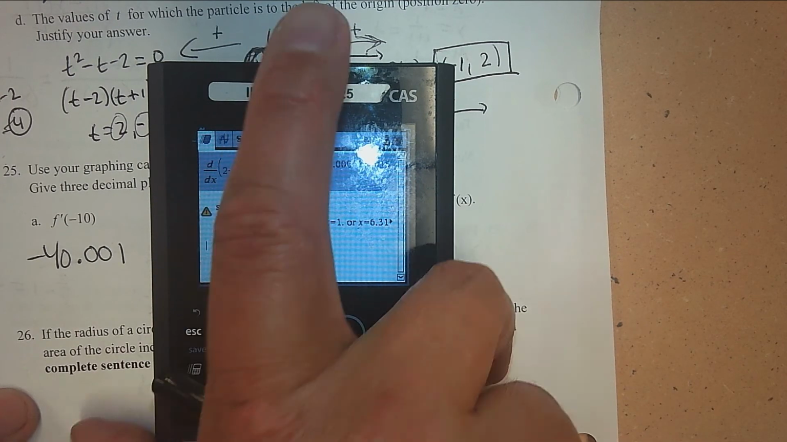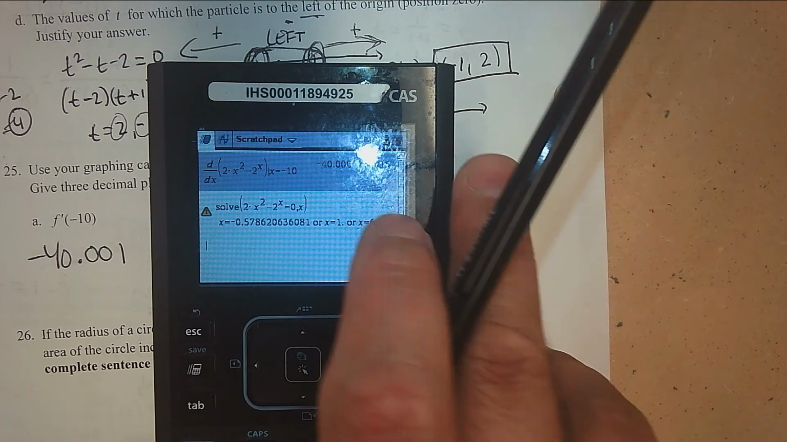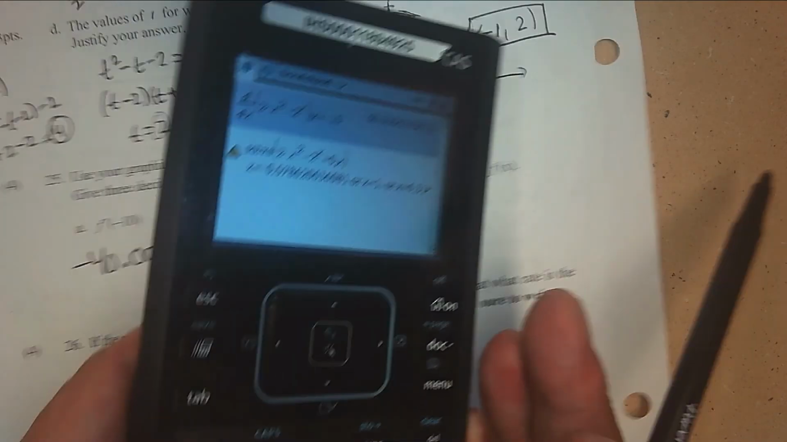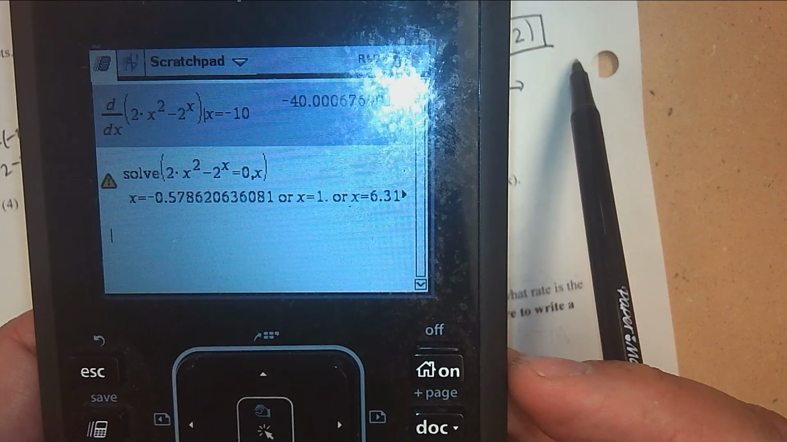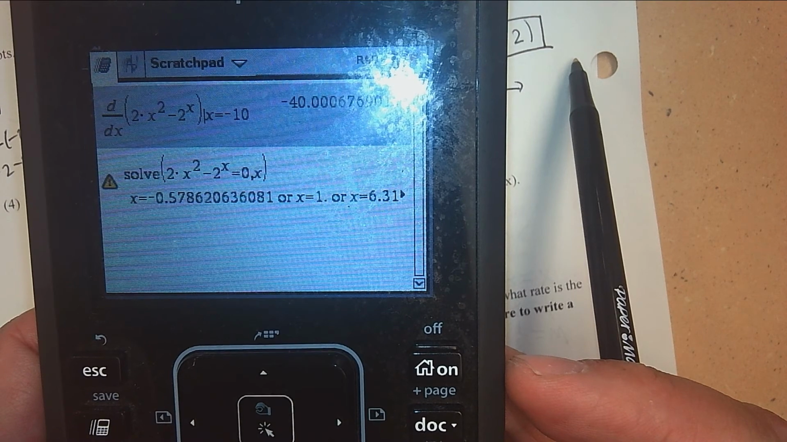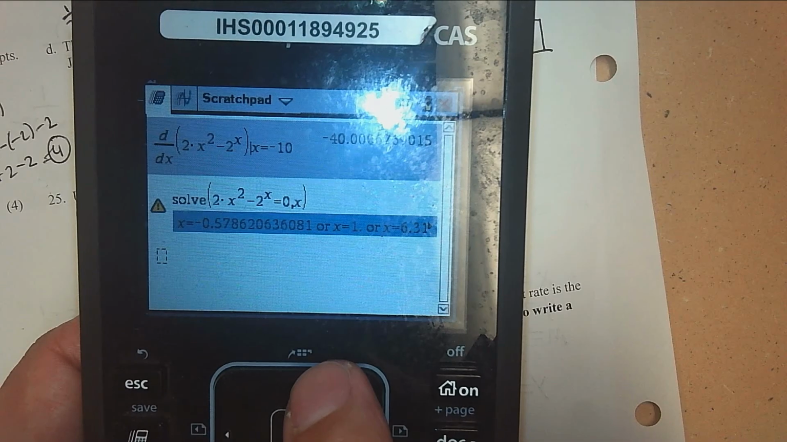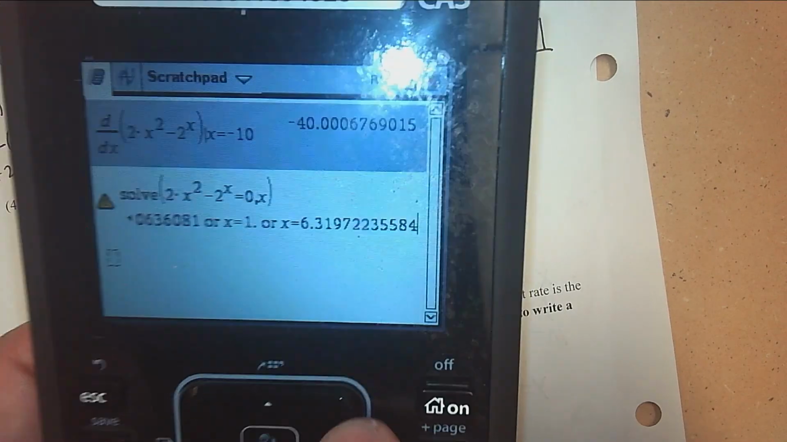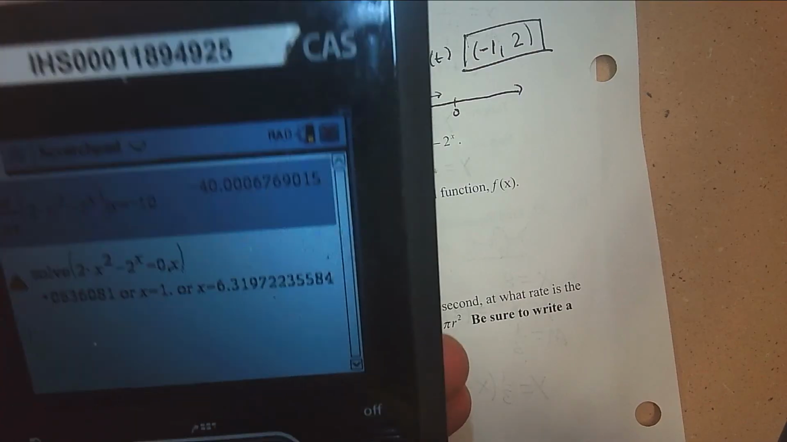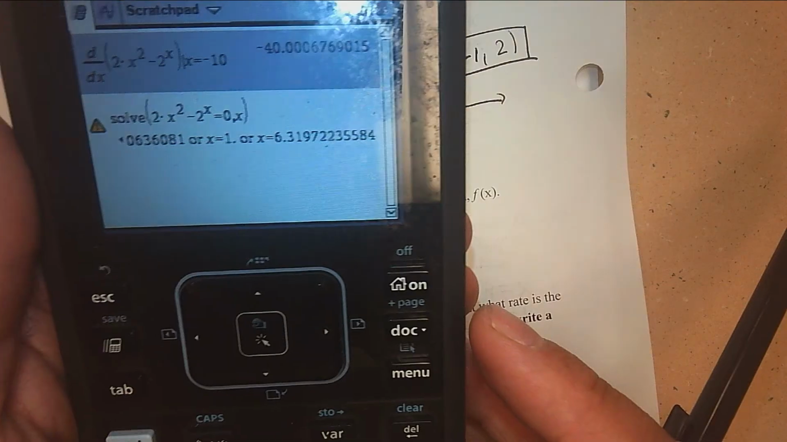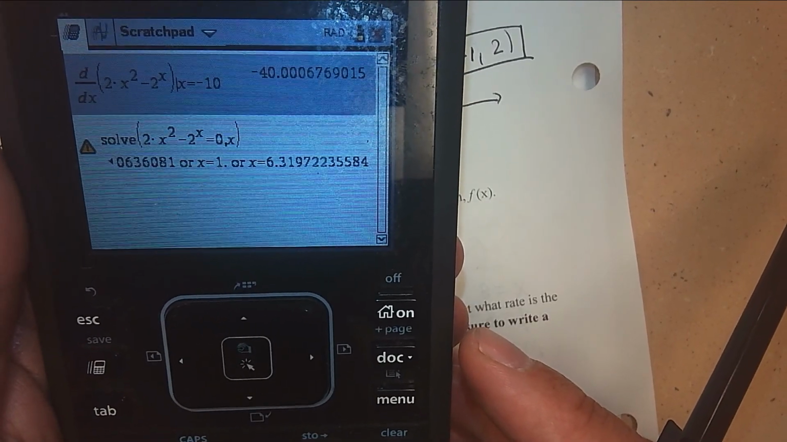So it does give me a caution sign. That just means there's more than one answer. I need to be aware of that. To 3 decimal places, I'm going to write these down. So one answer is negative 0.579. Another answer is 1. And then one more answer, I'm going to highlight over it and then move it to the right to make sure I see it. See how I highlighted over it and moved it a little bit? So I can see the last answer is 6.314.